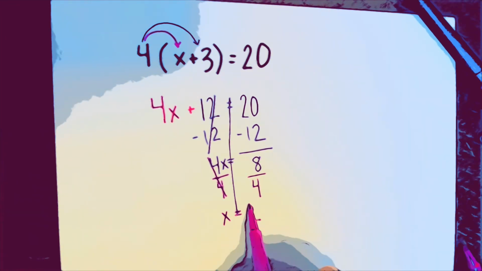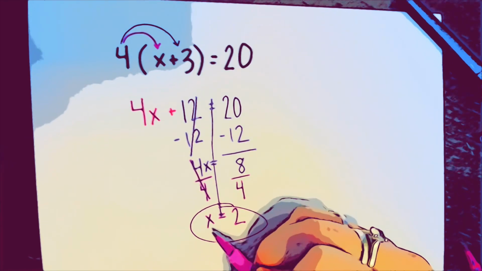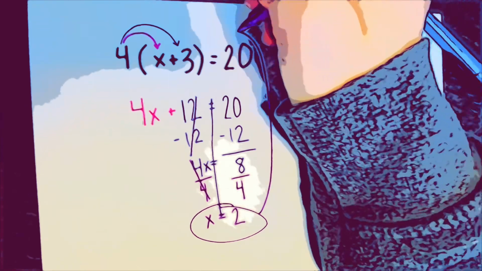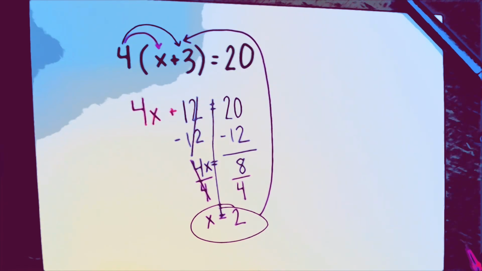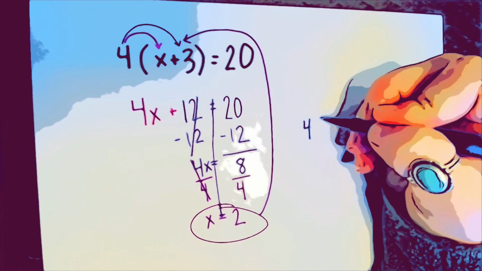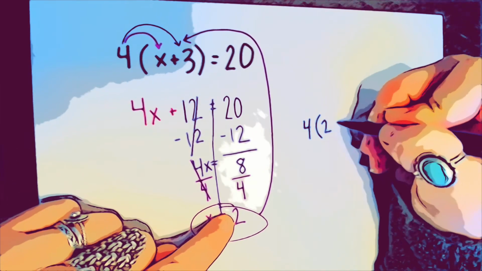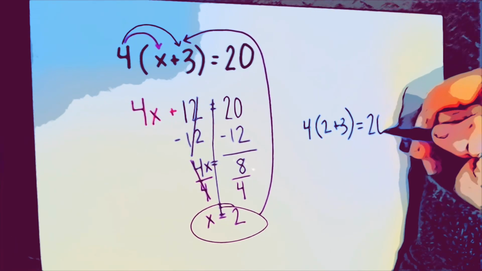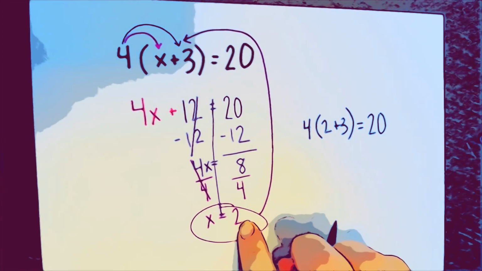We are going to check our work and confirm that this is true. And the way we do that is that we take our x equals 2. We take that number 2, and wherever there was an x in the original equation, we are going to replace it with the number 2. So let's do that right here. So I have 4 parentheses. And again, instead of x, we're going to write the number 2 plus 3 equals 20. So we're going to solve this equation. And if 20 equals 20, then that will make x correct.